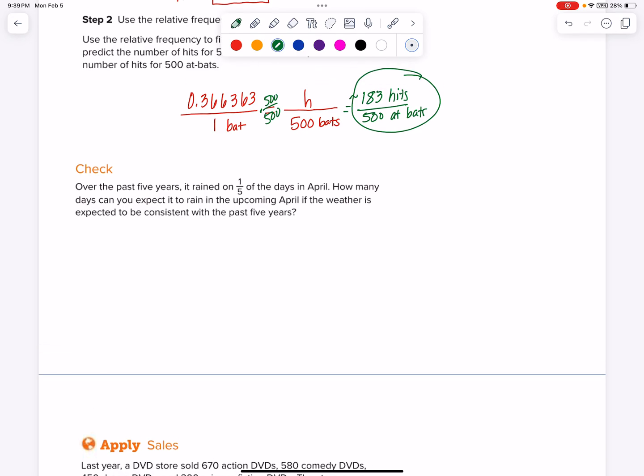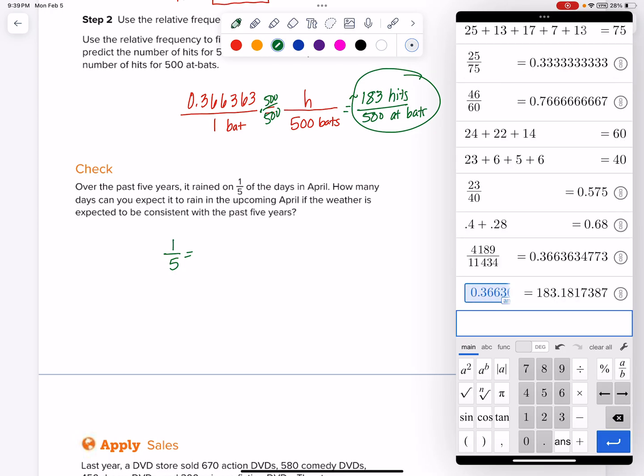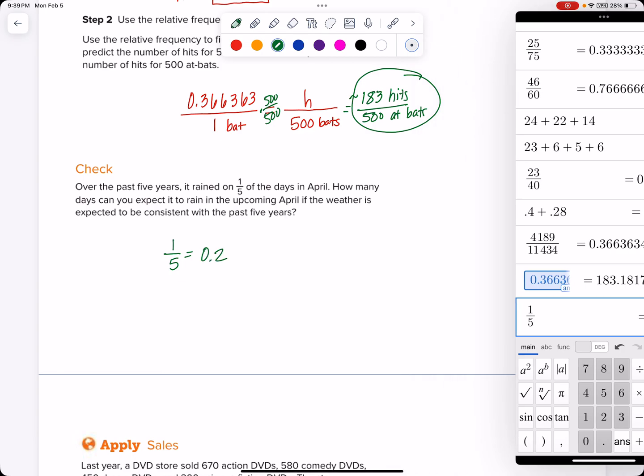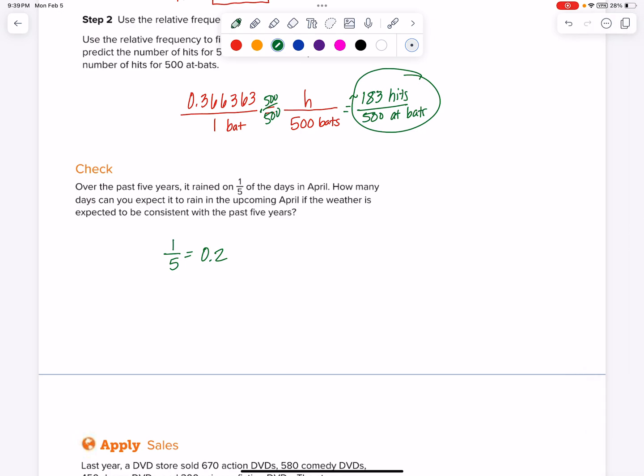It says, over the past 5 years, it rained on 1/5 of the days in April. How many days can you expect it to rain in the upcoming April if the weather is expected to be consistent with the past 5 years? So they're giving us your experimental data, which is 1 out of 5. Let's create that relative frequency by making a decimal, so that's how we'll be able to do our work. So 1 divided by 5 is 0.2. There's our relative frequency. We could write it as a percentage too, but let's keep it as a decimal since we're going to be doing some proportion work.